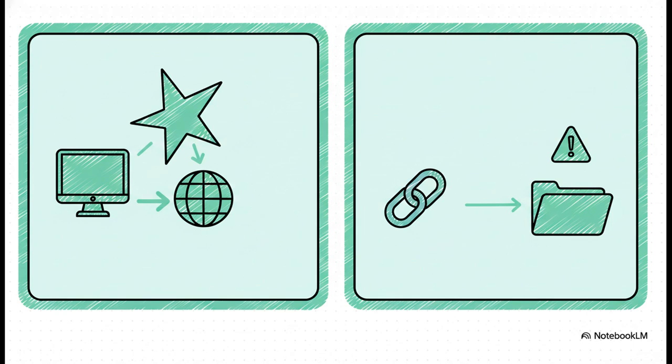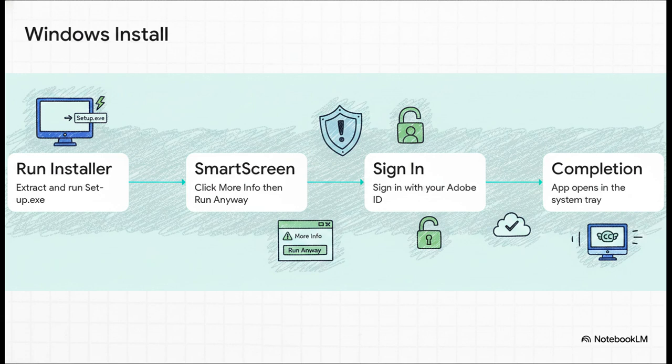Option A, which I highly recommend, is just going straight to adobe.com, signing in, and grabbing the installer. It's clean, it's easy, and it's always up to date. Option B involves direct download links for specific older setups, but honestly, for like 99% of us, Option A is the golden ticket. So if you're on a Windows PC, here's your game plan.